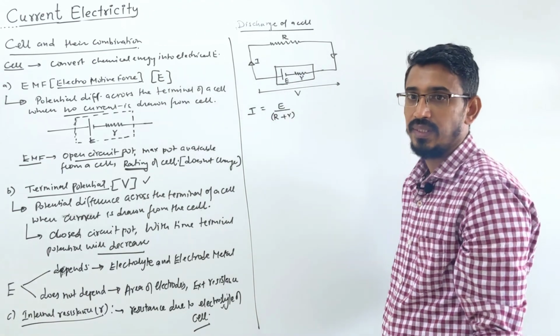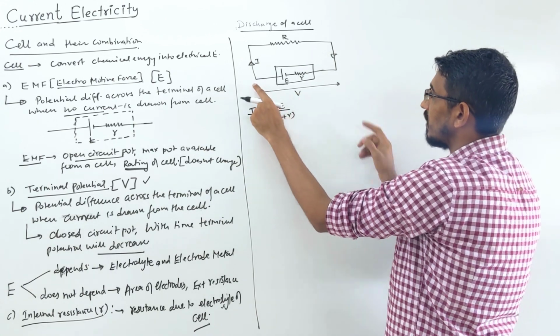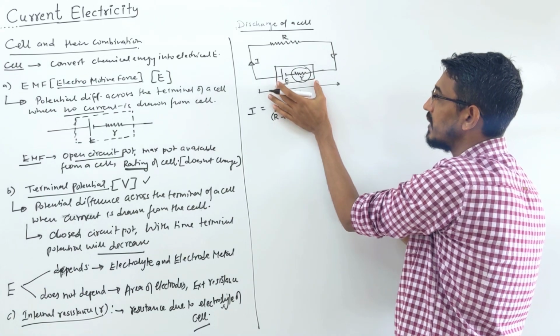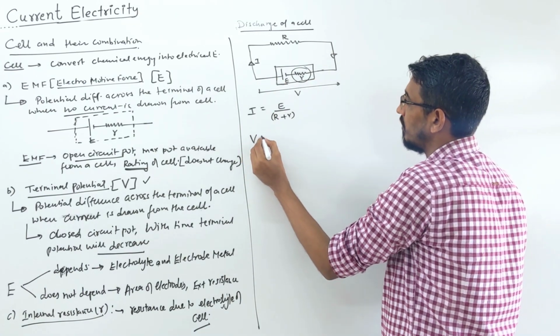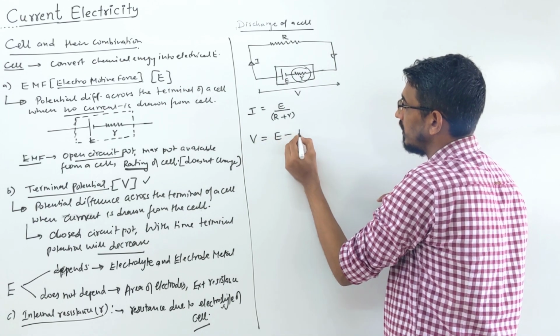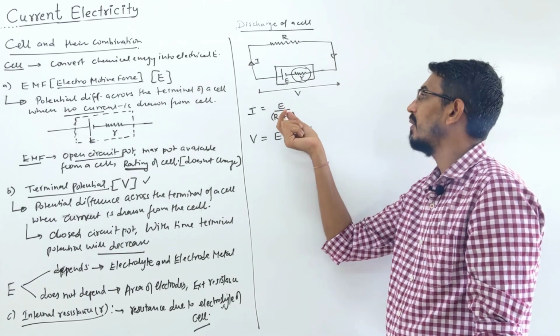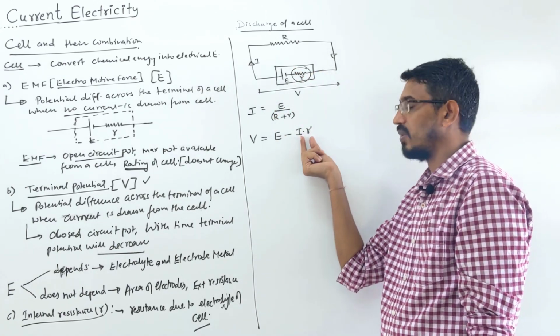Correct? Yes. Then the potential difference across the terminal will be what? EMF minus the drop here, right? That's the potential difference across the terminal of the cell. So this V, the terminal potential, is E minus I into R. Total EMF of the battery minus the internal voltage drop across the internal resistance, that's called IR, right?